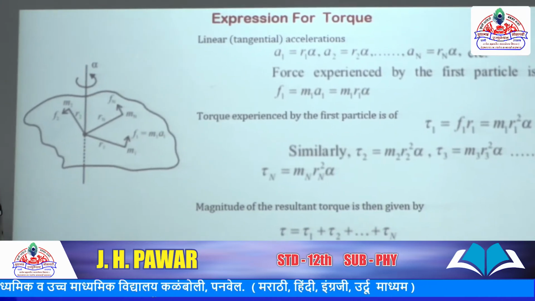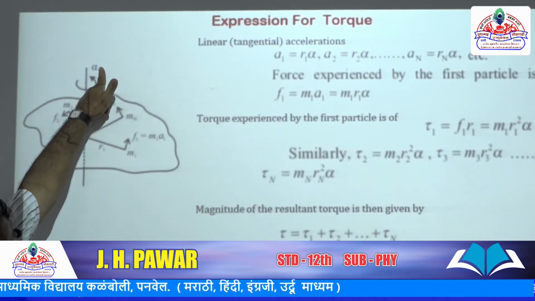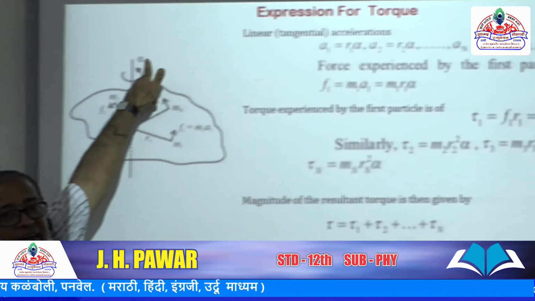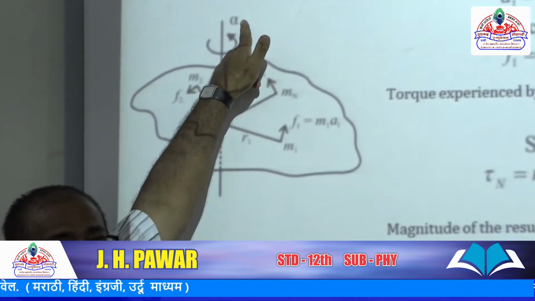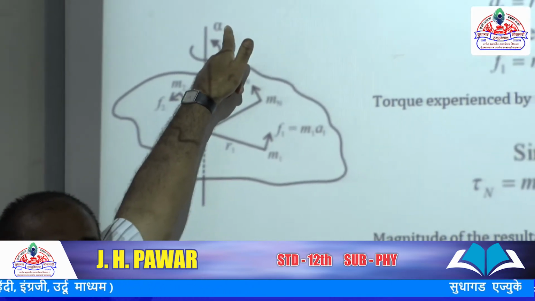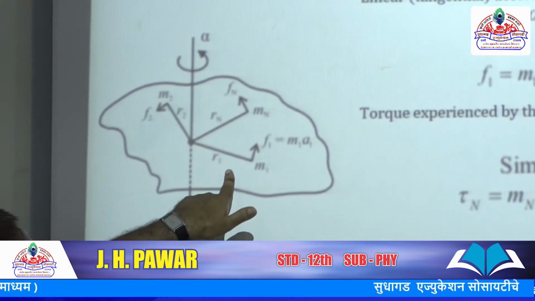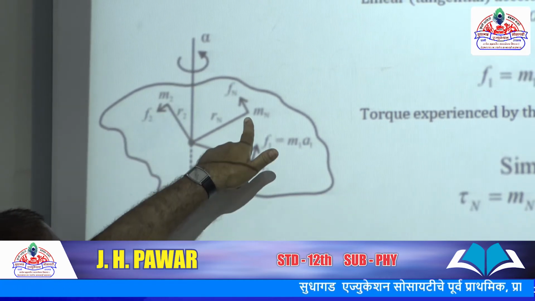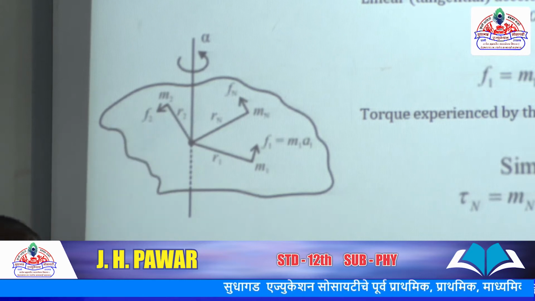Another change is also there. Here instead of omega, we take alpha. Note that instead of omega, it is alpha. And here F1, F2, F3 up to Fn, the tangential forces, are shown.